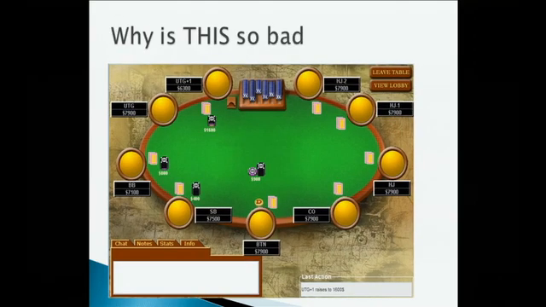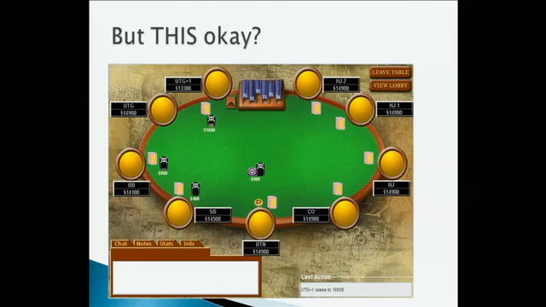But I want to start talking about raising now. So why is this so bad? But this is okay when we have more big blinds. So now everyone has 19 and a half big blinds. So why is this okay?